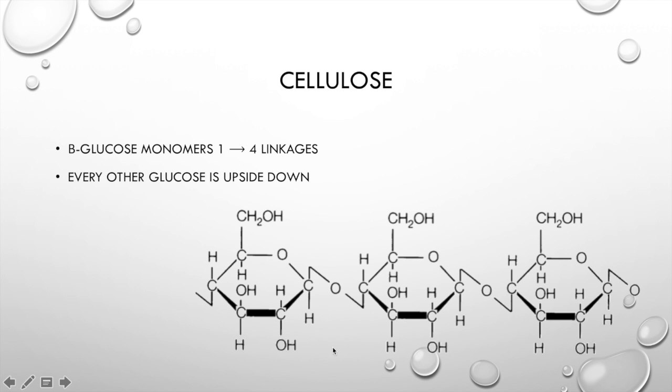So here we can see every other glucose molecule would be upside down if we were to straighten this line out. And that allows for hydrogen bonding, of course, and again, relates to the rigidity. And it's a dietary fiber, meaning it can't be digested since we don't have enzymes to break it down. But remember, it's very important to have in our diet.